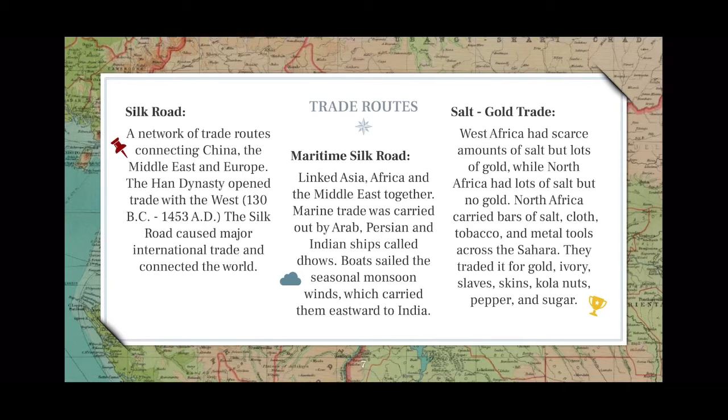In West Africa, there were scarce amounts of salt, but lots of gold, while in North Africa, there was plenty of salt, but no gold. North Africa carried bars of salt, cloth, tobacco, and metal tools across the Sahara, and traded it for gold, ivory, slaves, skins, cola nuts, pepper, and sugar from West Africa. This was called the salt gold trade.